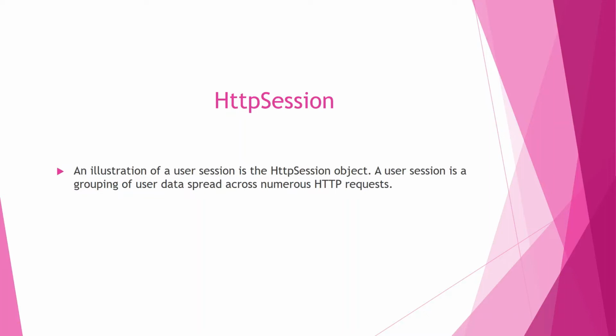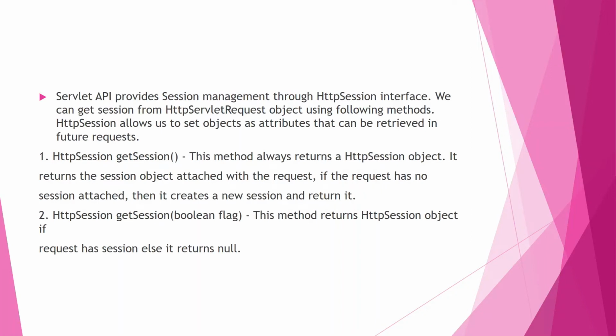HttpSession: an illustration of a user session is the HttpSession object. A user session is a grouping of user data spread across numerous HTTP requests. Servlet API provides session management through the HttpSession interface. We can get a session from the HttpServletRequest object using the following methods. HttpSession allows us to set objects as attributes that can be retrieved in future requests.